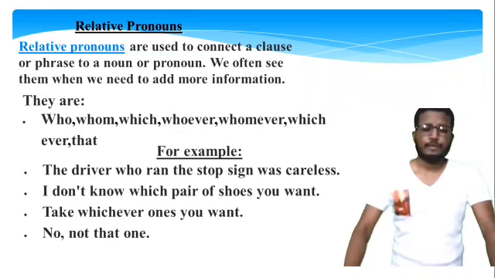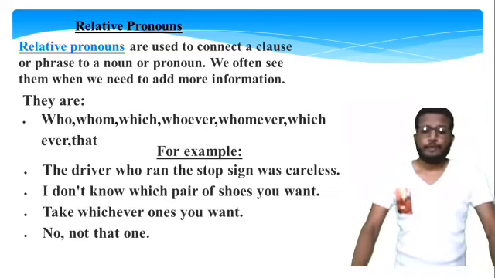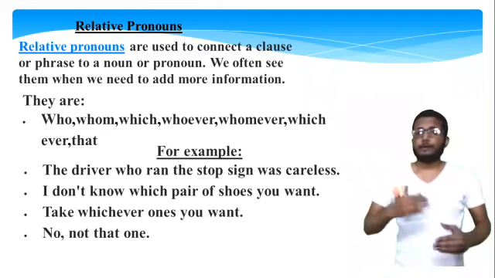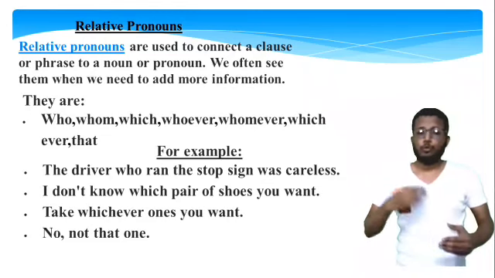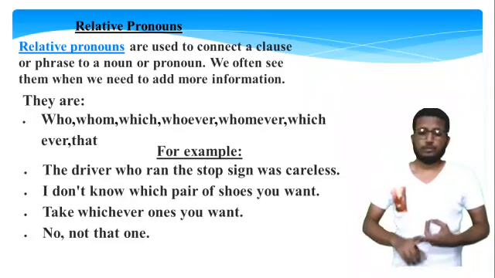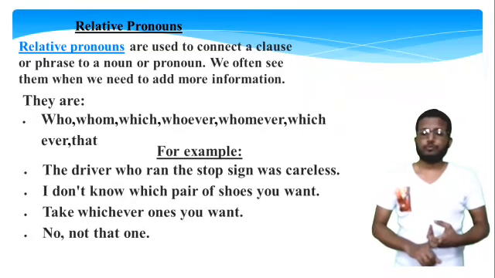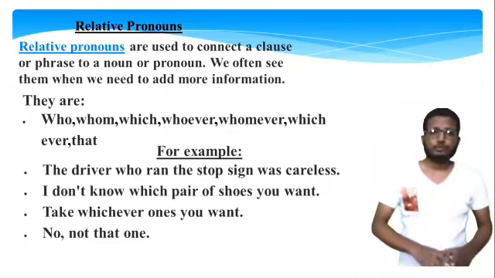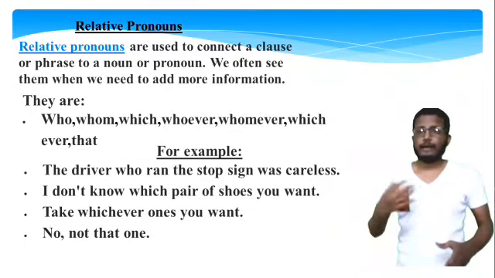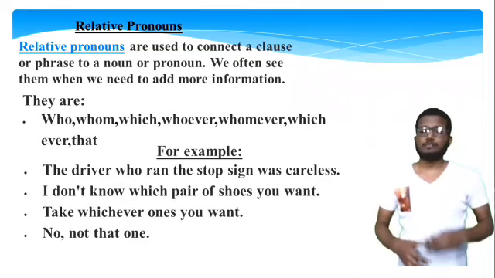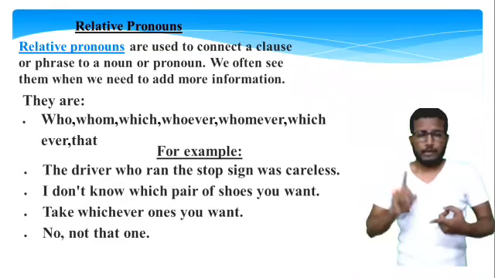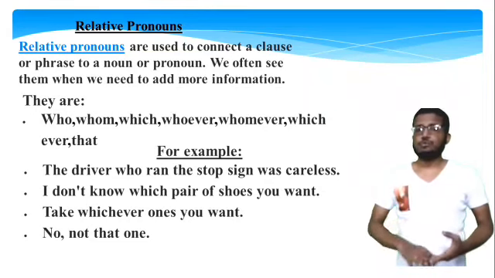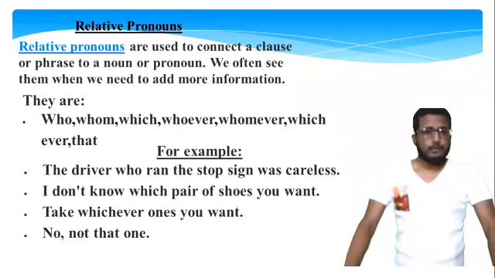Let me show you with examples. The driver who ran the stop sign was careless. Here we are talking about the particular driver who is careless. Then, I don't know which pair of shoes you want. So many pairs of shoes are here; which particular pair are you talking about, that I want to know. So in the first sentence the word who is used to describe that driver, and the word which is used to describe the particular shoes.